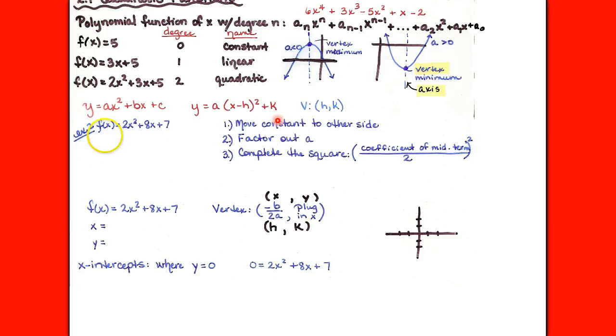So in example number 2, they give me f of x is equal to 2x squared plus 8x plus 7. They give me my quadratic in this first form, and they ask me to convert that into standard form. So they want me to change from this form into this form. All right, so here's how we're going to do that. Step number 1, we're going to move our constant to the other side. So let's take that constant, positive 7, and let's subtract it to the other side.